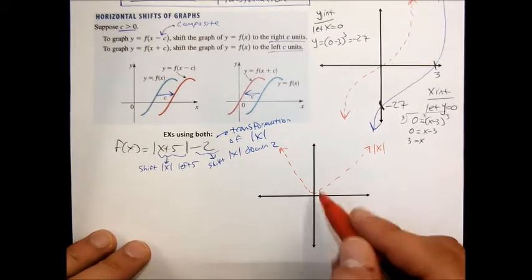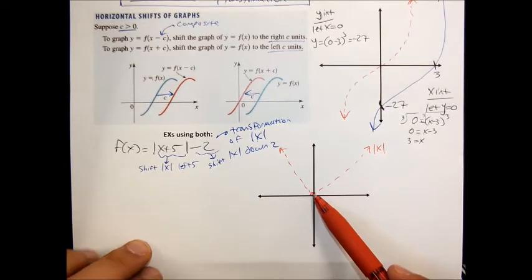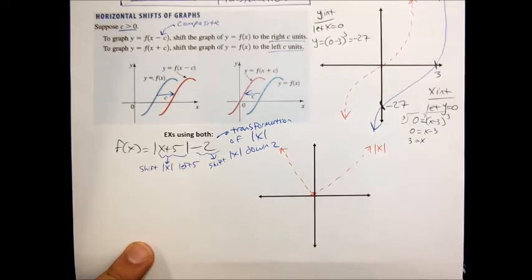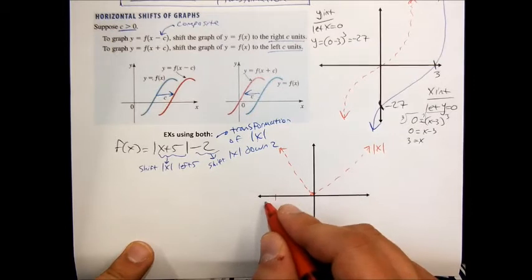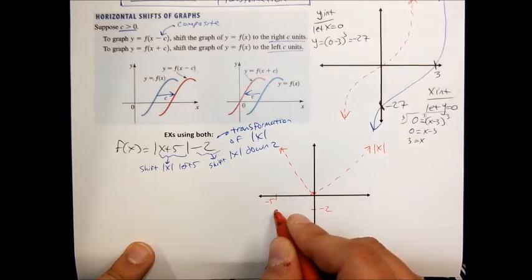And so I already know where this vertex is, right? You call the corner there, that corner spot, the vertex. And so instead of being at 0, 0, where is it going to be? It's going to be at -5, -2, right? Because we move left 5 and down 2. And so it's going to be over here at -5, -2.